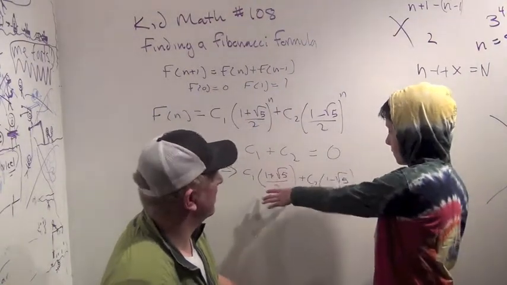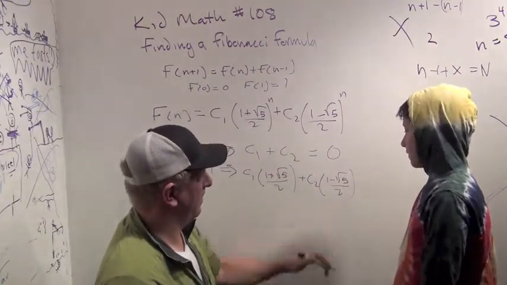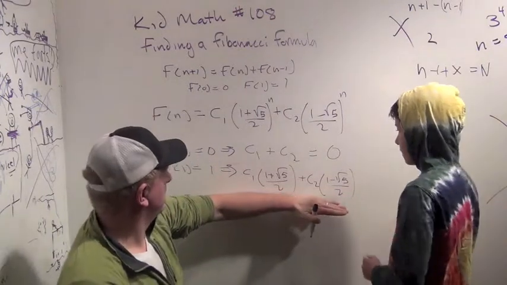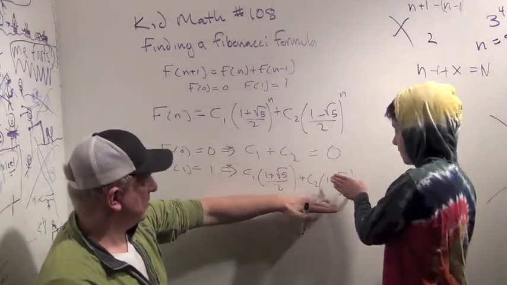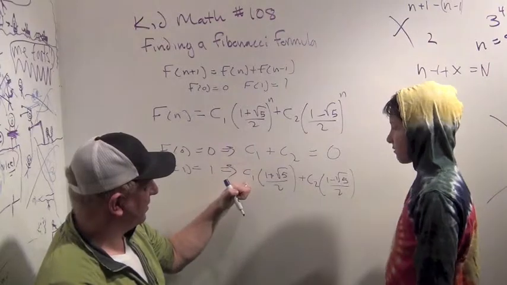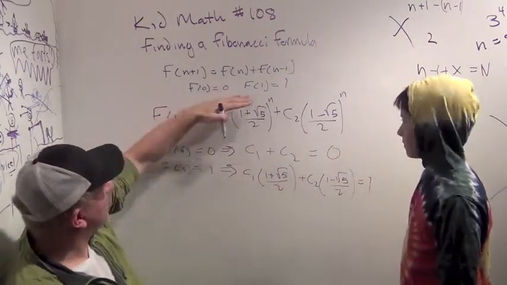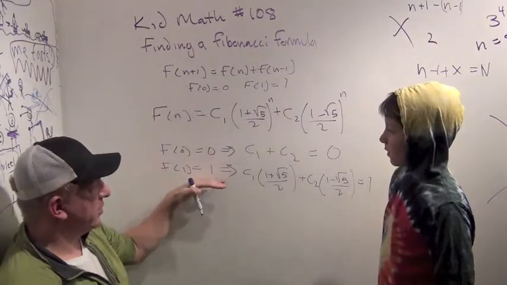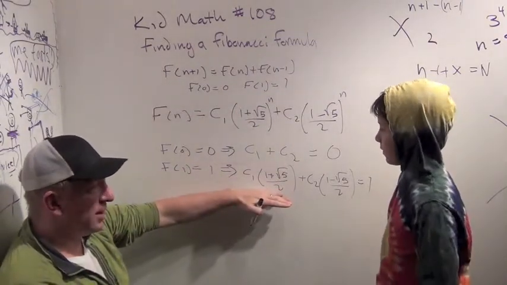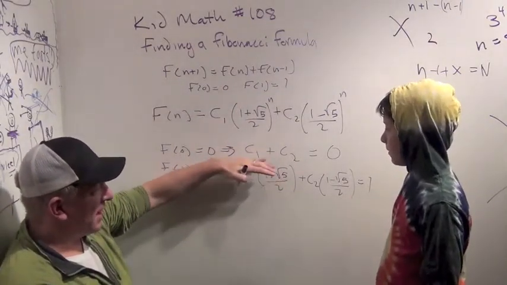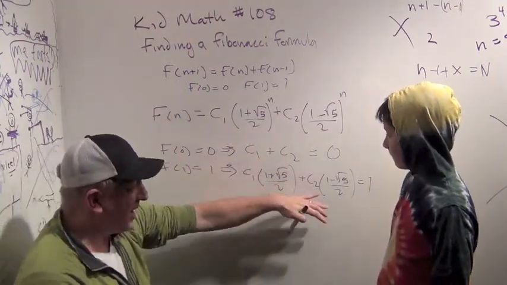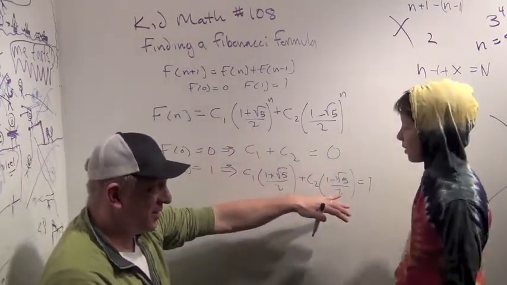So what does that equal? Well, hold on a second. This should equal 1, because that's Fibonacci 1. Fibonacci 1 equaling 1 says this should equal 1. So I have these two equations. They add up to 0, and then this complicated sum equals 1.